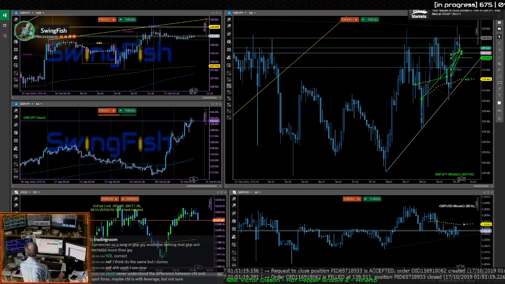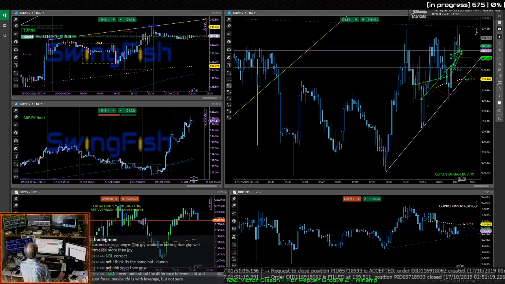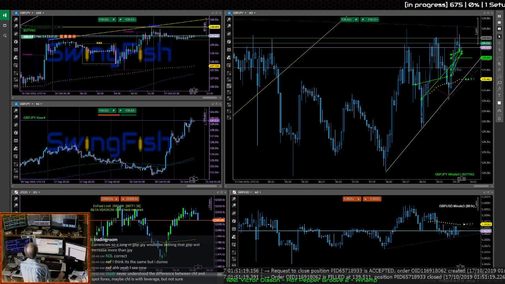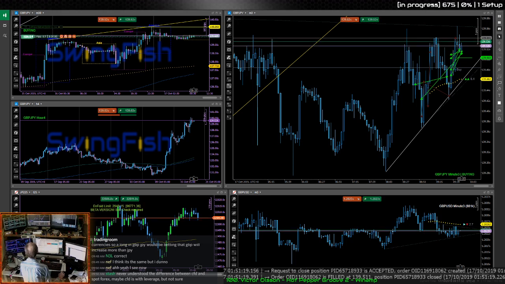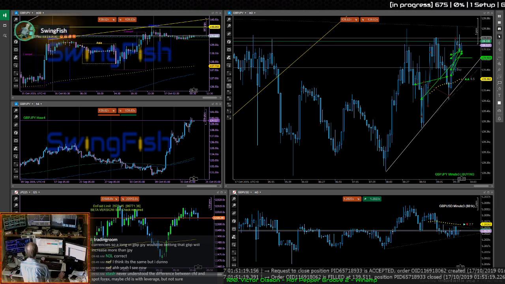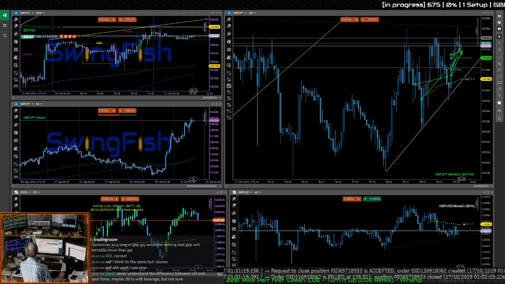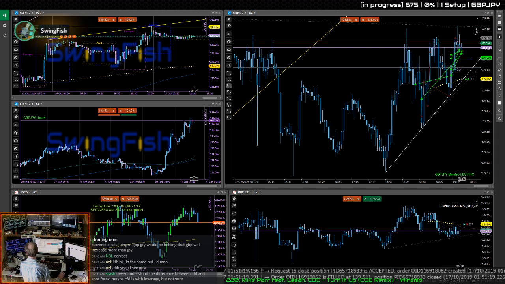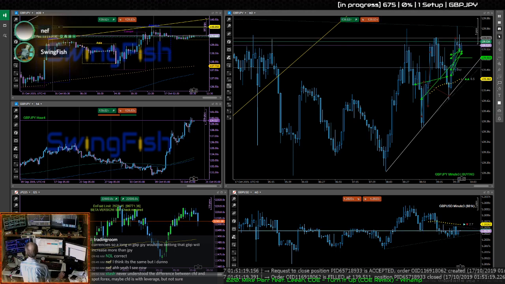Getting wrecked by the pound. What trades do you have on now? I'm just buying pound. I'm buying pound yen, but it doesn't break out, so it's probably gonna go back down from here. Just starting to scale out a little bit.